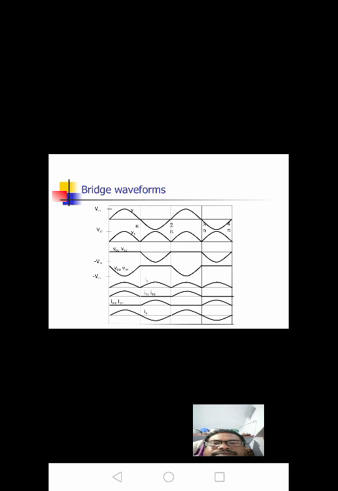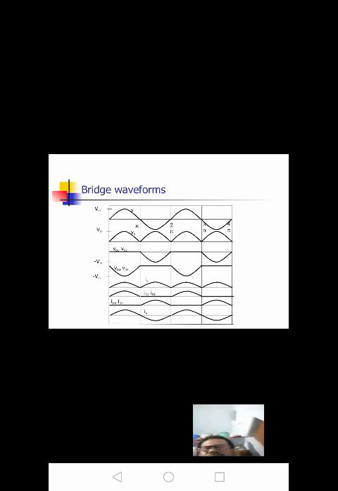The third diagram, VD1, sorry. During the positive half cycle, VD1 and VD2 are conducting. During the negative half cycle, VD3 and VD4 are conducting.